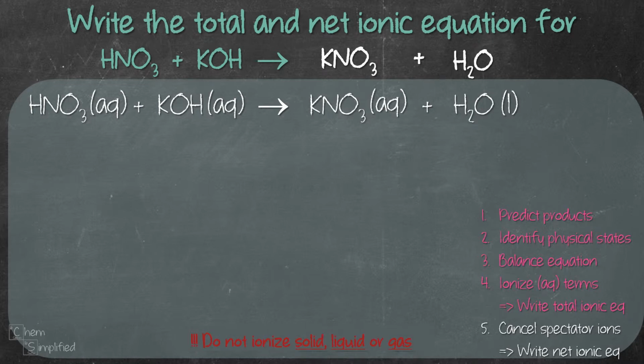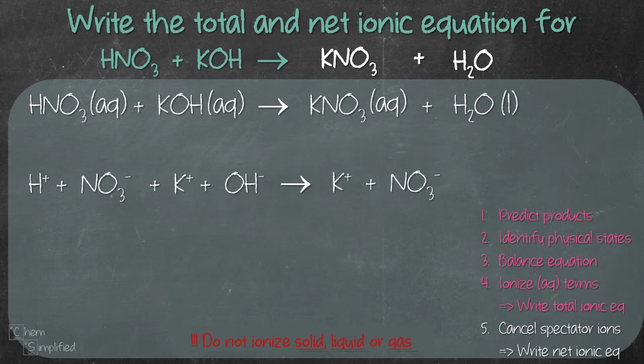Let's start with the first term, which is HNO3. It's made up of H plus and NO3 minus. Moving on to our second term, KOH is going to break into K plus and OH minus. And our product, KNO3, is going to become K plus and NO3 minus. And water, because that is liquid, we're just going to write it out as H2O. So what we've done right now is we have written out the total ionic equation.